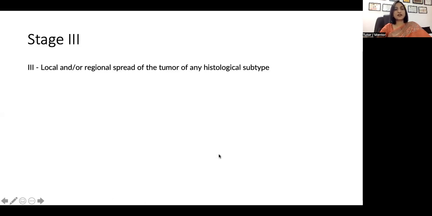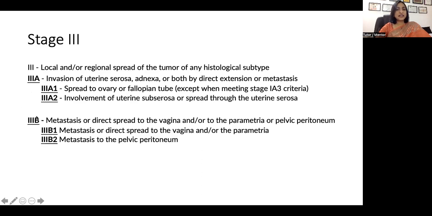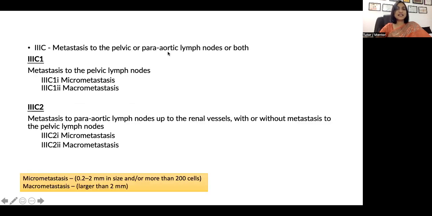Stage 3 is local or regional spread. 3A is serosa, adnexa, or both. 3B is vagina or parametria. 3C, I have underlined the same things, is lymph node involvement. 3C is pelvic or para-aortic lymph node: 3C1 is pelvic, 3C2 is para-aortic. They are further classified as micrometastasis or macrometastasis, which I have explained here. 0.2 to 2 millimeter size, or more than 200 cells, is micro. Macro is larger than 2 millimeters.